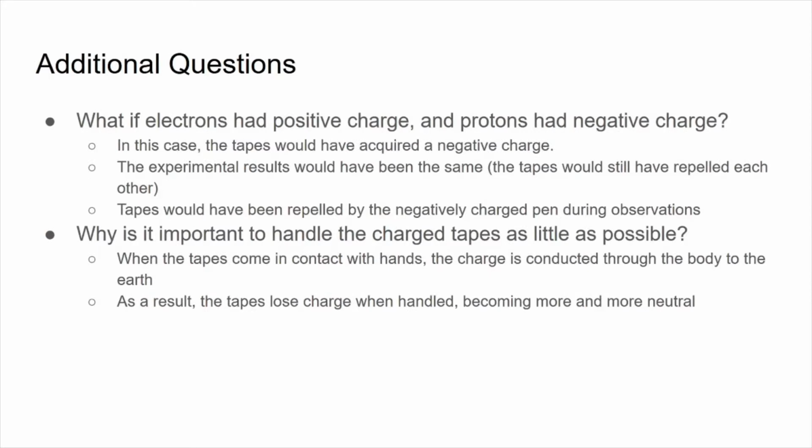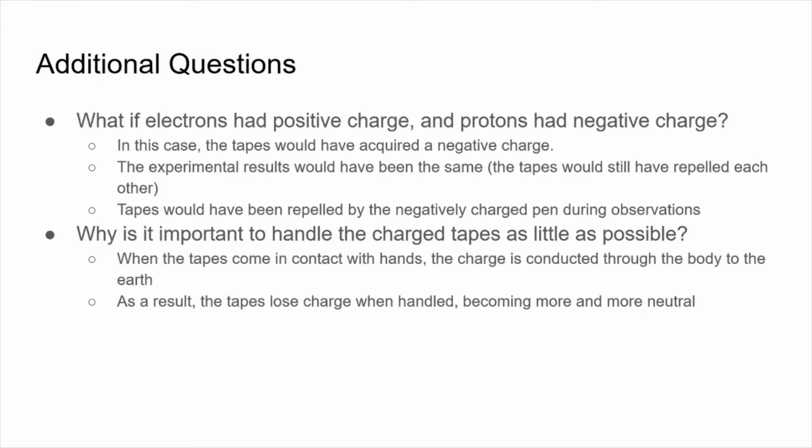So first, what if electrons had a positive charge and protons had a negative charge? Well, in this case, the tapes would have acquired a negative charge because they would still have lost electrons, which having a positive charge would have given the tapes a net negative charge. So in our actual experiment, the results would have been the same because the tapes would still have the same charge and would still repel each other. But in the observation phase, they would have been repelled by the negatively charged pen as opposed to attracted by it, as they actually were in our experiment.